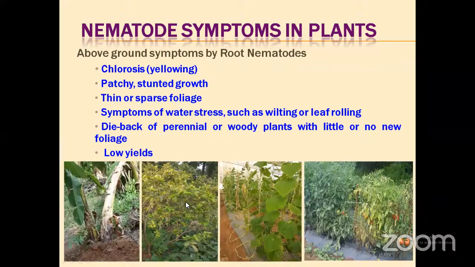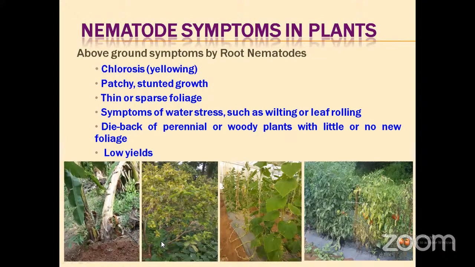Coming to the second picture, see this is sparse yellowing. It means whatever fertilizer, water and irrigation is given, the plants will not be in a position to absorb as well as the other healthy plants. They will show slight wilting or sparse yellowing like that.